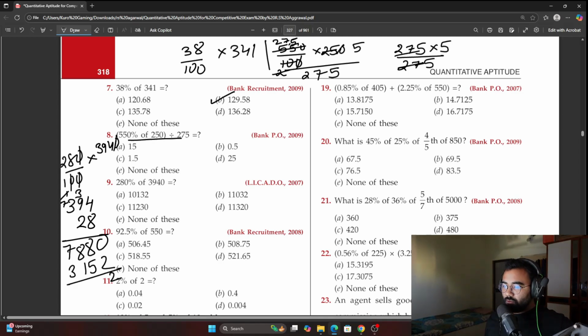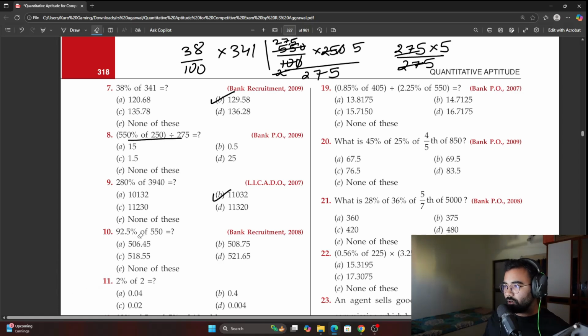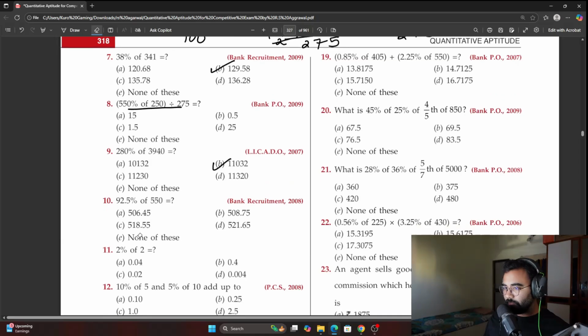So this is 2, 13, 0, 1, 11. And do we have any decimals over here? I don't think so. So 11032. That's given, option B. All right. So all these questions, the off ones, I think you should be able to do it. So let's just skim through such questions. Okay, because this is just slight modifications over off and on and all that.